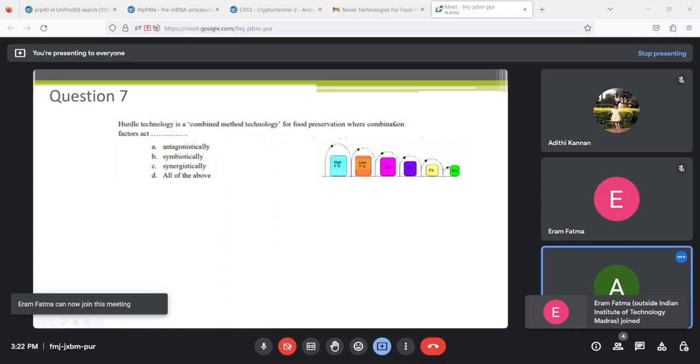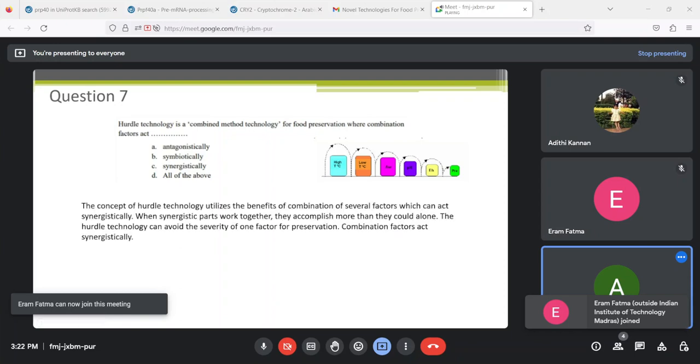That is why hurdle technology is one of the new upcoming technologies, where you'll have multiple methods coming in. So apart from the fact that you have to use less extreme conditions, one other effect is that often these conditions can come together and act synergistically. So that is one of the main advantages of using hurdle technology. When synergistic parts come together, they can accomplish more than what they could do alone.